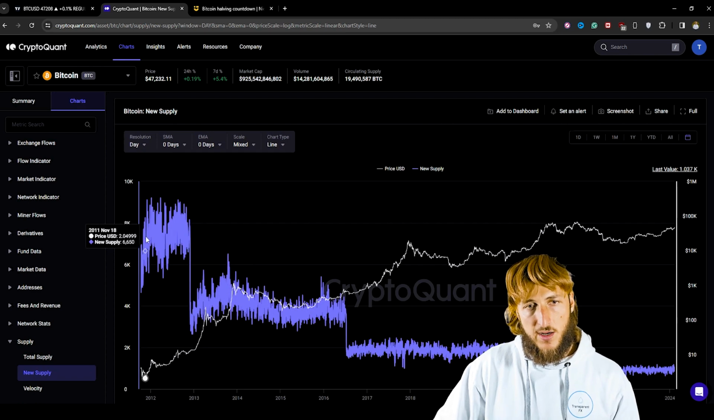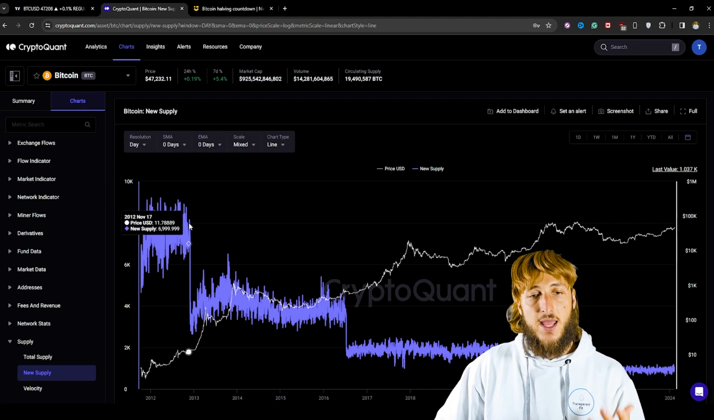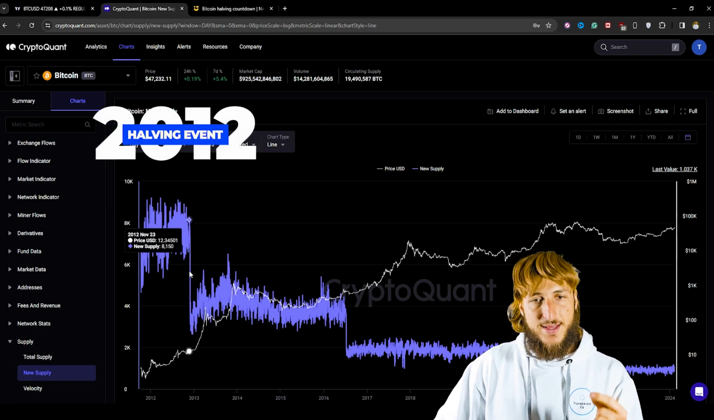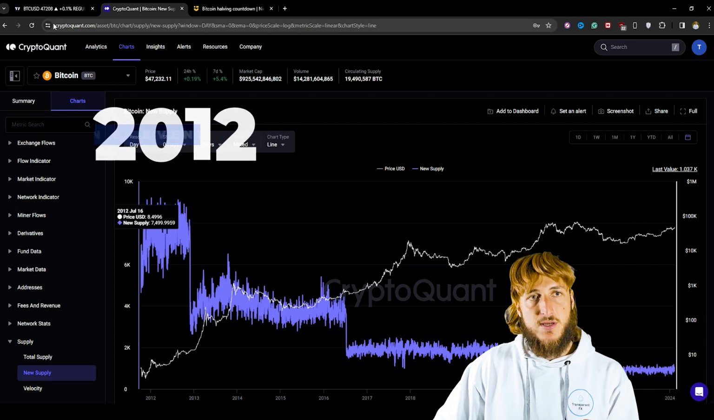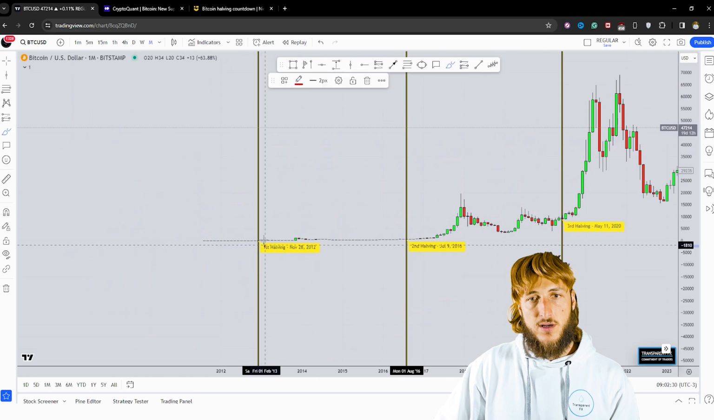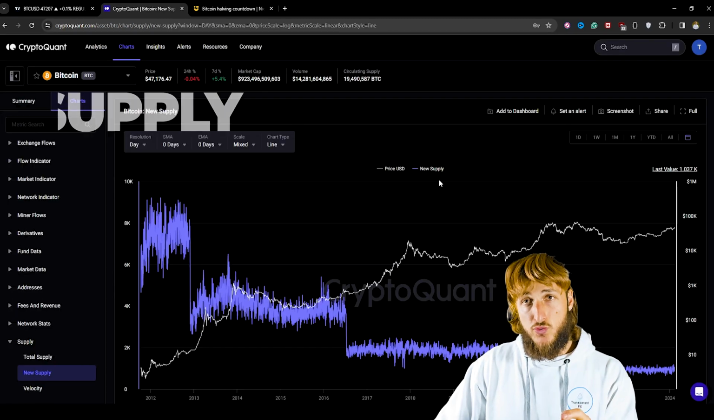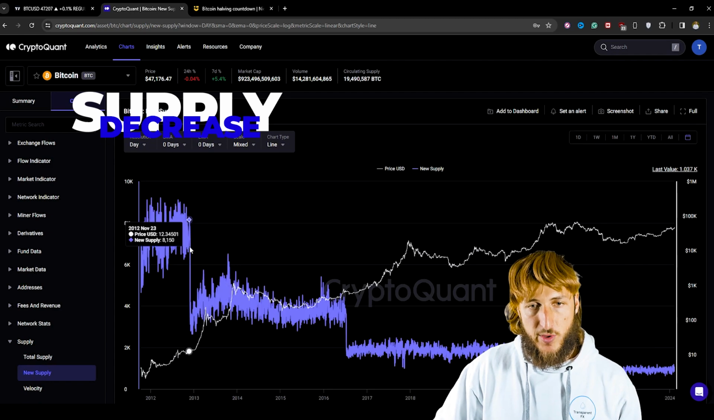Now, what we can see here is that more or less the new supply was stable, right? New supply getting emitted into the market was stable. Then in 2012, we had this massive drop. Now, this massive drop is exactly this one. Okay, this halving here is that massive drop in the new supply emitted into the market.